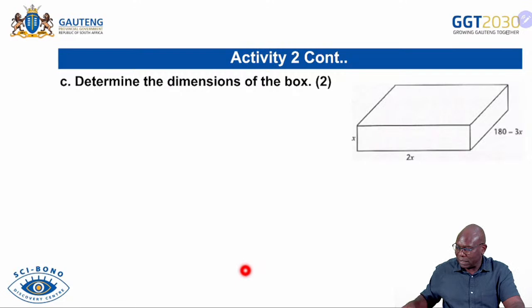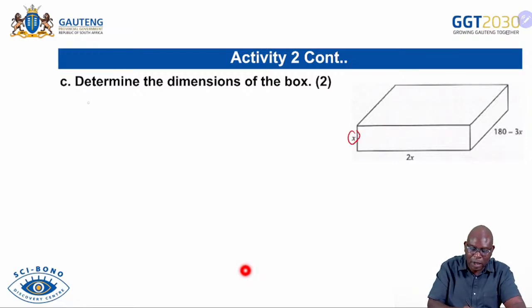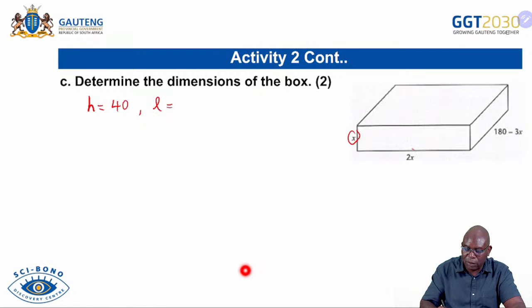Part c says I must get the dimensions of the box. Easy. How do I get the dimensions of the box? The first one, we know x is 40. So the first one, which is our height, is 40. Our length, we substitute the value of x there by 40, which is going to be 80. 2 times 40 is 80.